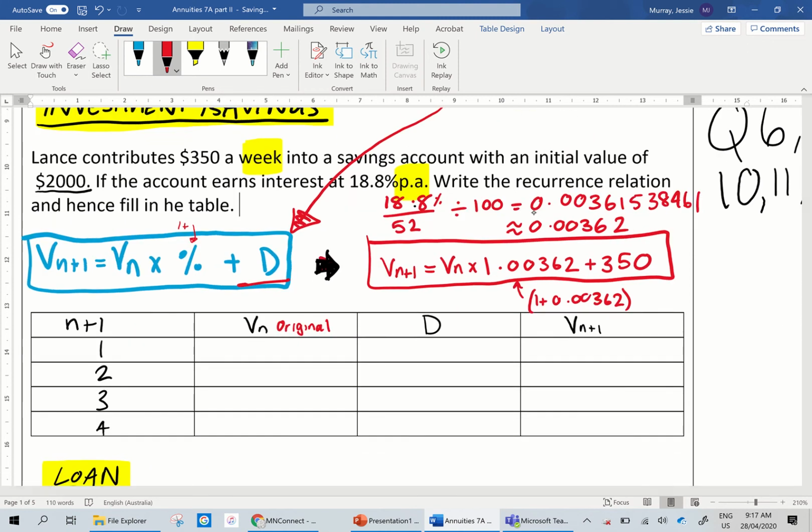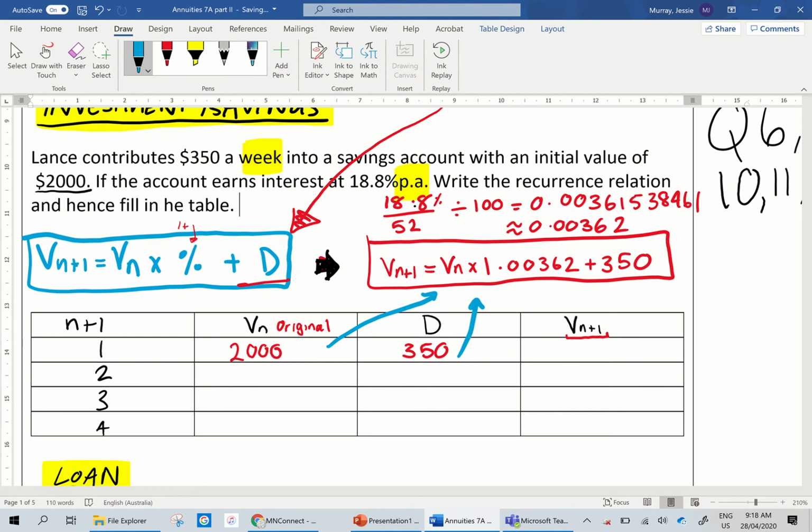So remember, Vn is the original value at the start of that time period. So this is saying, okay, well, at the end of the first week, what's in that account? Now we're filling into the table, which means our Vn, our original amount in the first week, was just $2,000. It was already in there. The down payment we're making is $350. So now we use both of those things and we find what that's going to be at the Vn plus 1, which means we're just going to substitute both of these values into my recurrence relation.